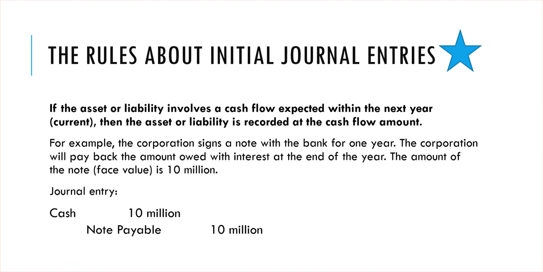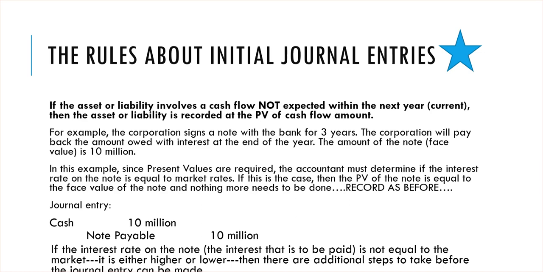And then basically this journal entry will get reversed at the end after that year. It would be the exact same journal entry, only in reverse. The note payable will be debited and the cash will be credited. So this should be quite simple for you. But then here's another thing.